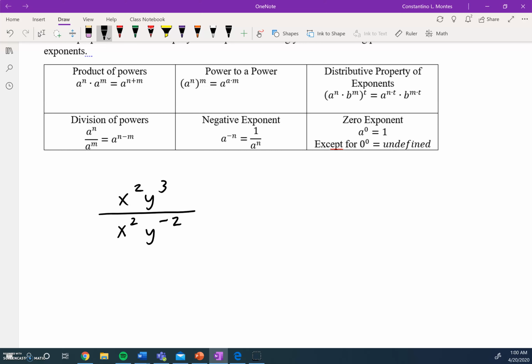Alright, so I have a division of powers. I have a base of x, and I also have a base of y. So I'm going to deal with those separately. So I got x to the power of 2. Now I take the 2 and I subtract off 2. I'll worry about simplifying that later. Times y to the power of 3 minus 2 minus negative 2.